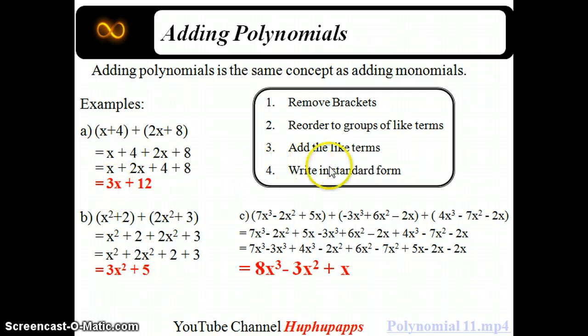And now I'll make sure it's in standard form. 3x to the power of 1, and then this is x to the power of 0, so this has a degree of 0. This is in standard form, and that's your final answer. Let's look at another one.